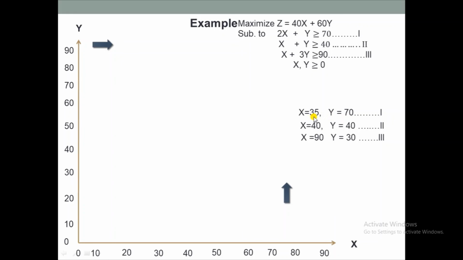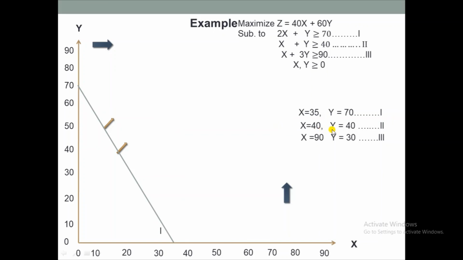Okay, so now let's plot the equations along this graph. First coordinate is 35 comma 70. X is 35, y is 70. Let's connect the two points for the first equation. The constraint is saying that it must be greater than or equal to 70. So greater than symbol means above the line. These arrows are showing the region considered above the line.